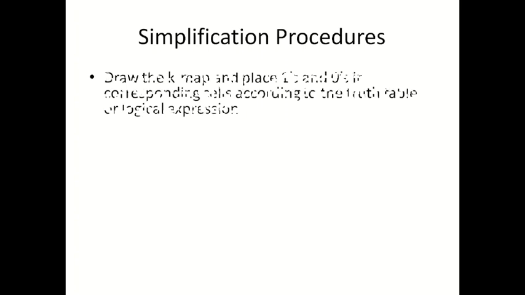Now, what are the simplification procedures, means how we have to use these maps to simplify the Boolean expression. The first thing is draw the K-map. Draw the K-map means if you have a function consisting of two variables, then you will make a two variable K-map. If your function is consisting of three variables, then you will make a three variable K-map. And if your function is consisting of four variables, then you will draw a four variable K-map. And place ones and zeros in the corresponding cells according to the truth table or logical expression.